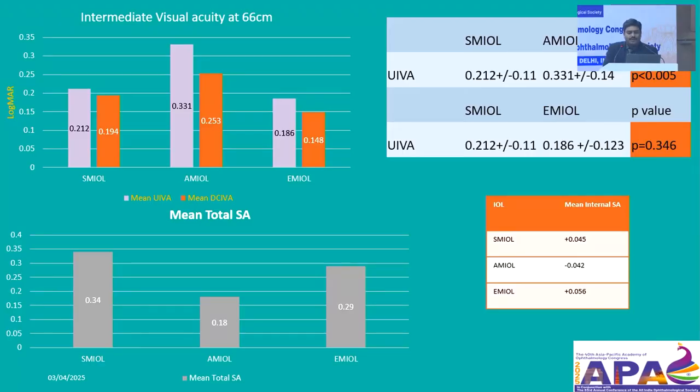So when we also checked the mean total spherical aberrations caused by these lenses, you can see the spherical monofocal was 0.34 compared to the enhanced monofocal, which is 0.29. And the internal spherical aberration, the mean values as shown in the table on your right down. The spherical monofocal lenses caused an internal lenticular spherical aberration of plus 0.045, the aspheric lenses minus 0.042, and enhanced monofocals 0.056.